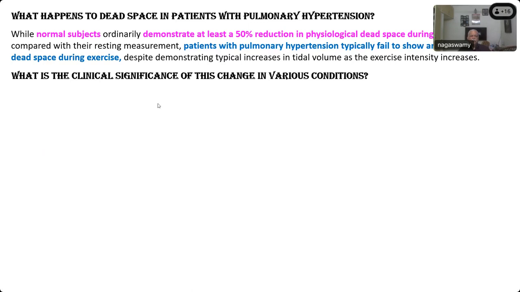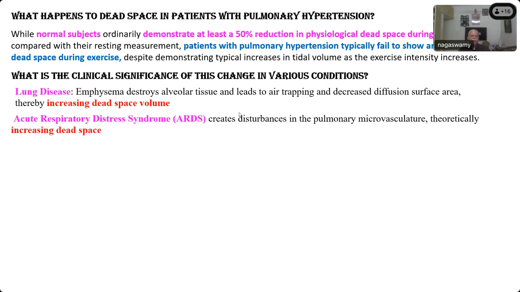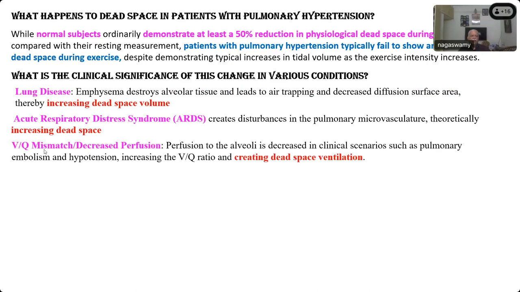What is the clinical significance of this change in dead space in various conditions? The clinical significance is in lung disease. Emphysema destroys alveolar tissue, leads to air trapping and decreased diffusion surface area, increasing the dead space volume. So emphysema patients have an increase in dead space. ARDS again produces an increase in dead space. V/Q mismatch and decreased perfusion again increase the dead space.